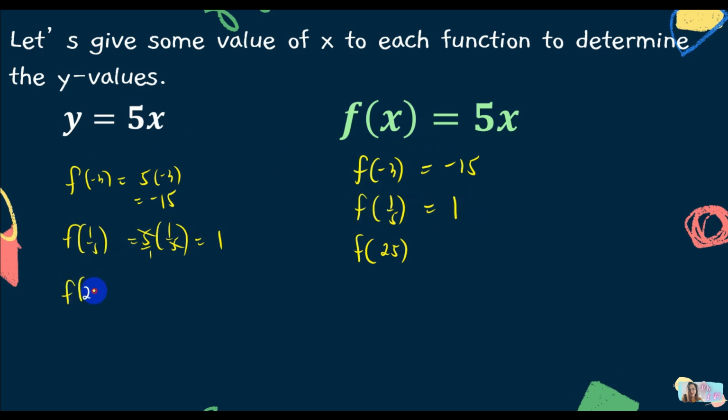Then, the last, f of 25. So, that means 5 times 25. The answer is 125. So, f of 25 is 125.